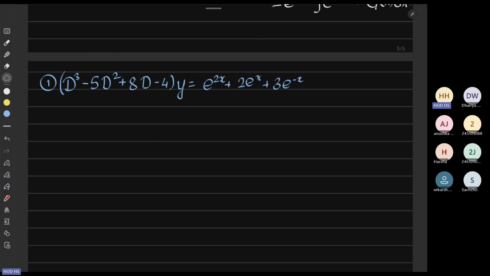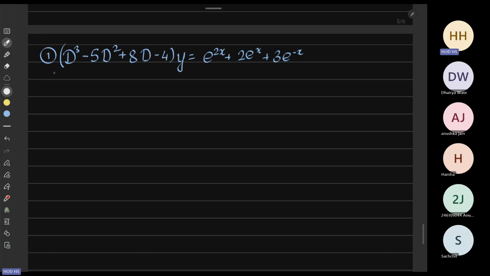So consider the example D cube minus 5D square plus 8D minus 4 is equal to e to the power 2x plus e to the power x plus 3 times e to the power minus x. Observe that since I am having alternating signs, some of these two coefficients is 9, some of these two is minus 9, so the total sum is 0. So 1 is a root. So first thing we should write down is the auxiliary equation.